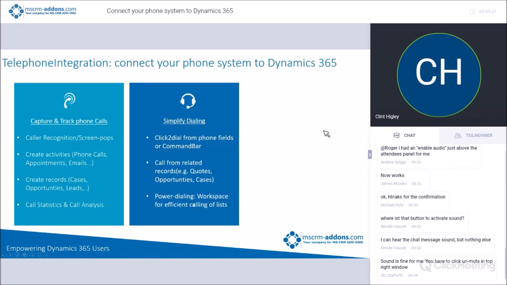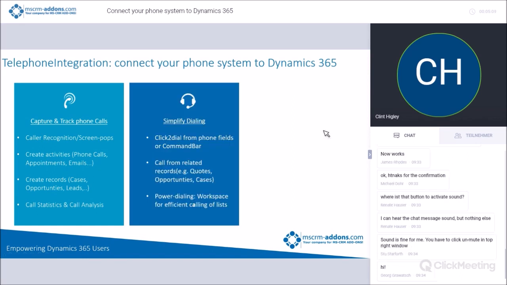So the next thing is, one of the other things that we really want to do with this is simplify dialing out for your users or for yourself. How do we go about doing that? One of those things is to be able to click to dial from phone fields. So just click on the phone number and have it automatically dial for you, or do this from the command bar.